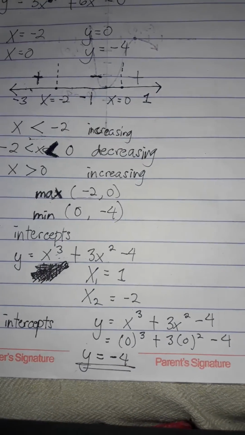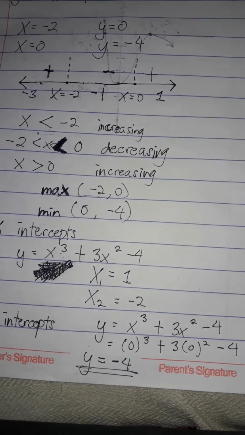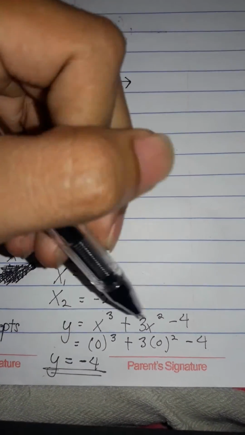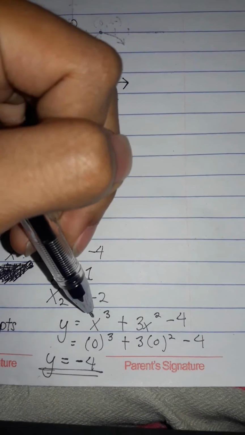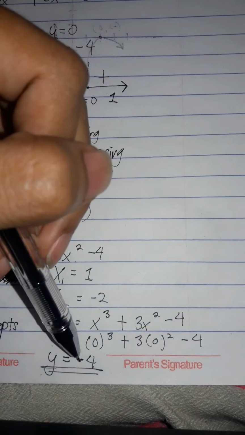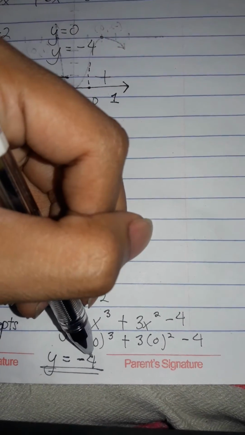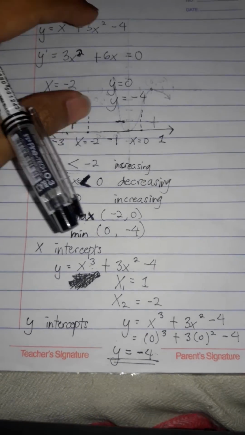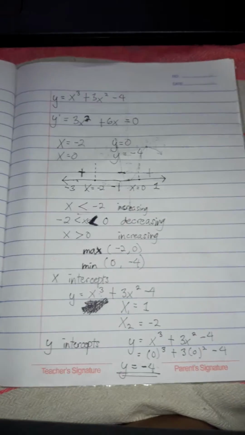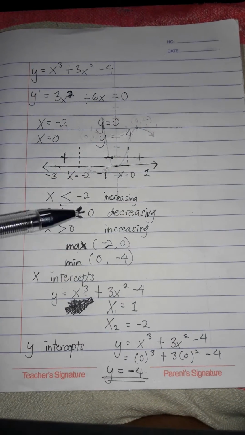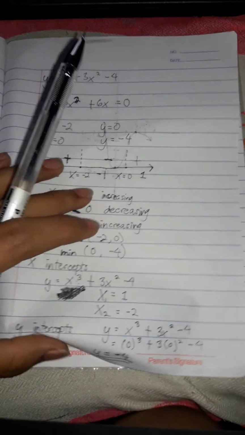So, to get the y-intercept, we would substitute all the x's with zeros, and then that would become negative 4. So, what we're gonna do now is graph the equation. So, we know that we have a negative 2, a 0, and a 0.